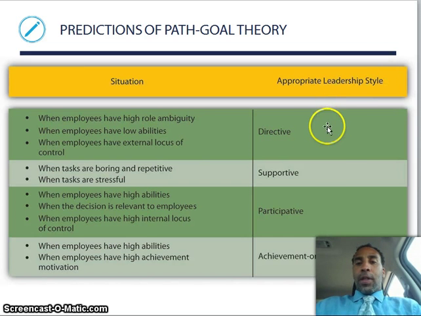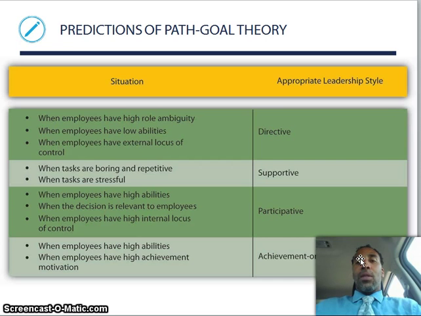We talked about directive as our appropriate leadership style. Now let's talk about the next 3. When tasks are boring and repetitive, and when tasks are stressful, you want to be a supportive leader or supportive manager. When employees have high abilities, when the decision is relevant to employees, and when employees have high internal locus of control, meaning that they feel as if they control their destiny, then you want to be participative, right? You want to be involved in what they're doing. And when employees have high abilities and when employees have high achievement motivation, you want to use an achievement-oriented style of leadership, right?